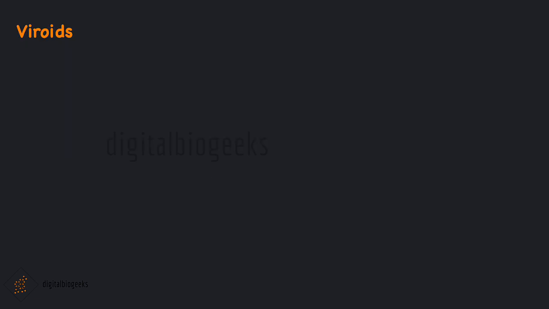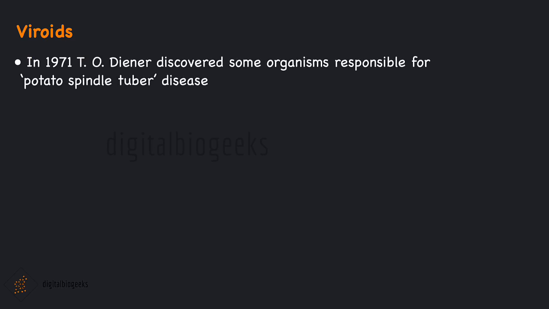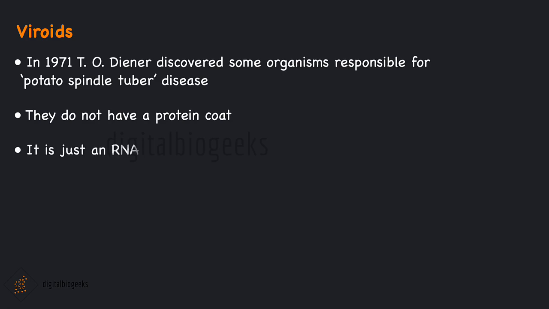Viroids. In 1971, Theo Diener discovered some organisms responsible for potato spindle tuber disease. They were different from viruses as they do not have a protein coat. It is simply an RNA. Hence it is called a viroid. The RNA of viroid has low molecular weight.